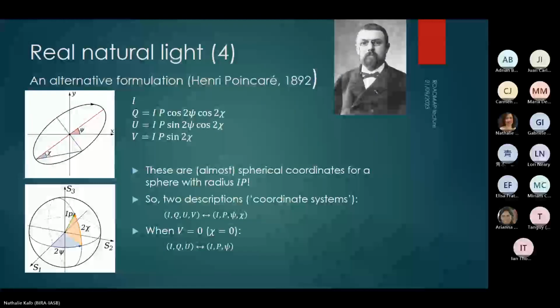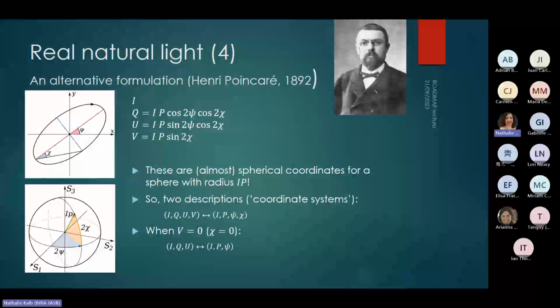Yeah. Then there is Henri Poincaré, who in 1892 published his work on this stuff as well. He had another formulation in terms of the polarization ellipse. You have 2 angles: the orientation angle, since the ellipse is oriented in a certain way, and the ellipticity angle, which determines the shape of the ellipse. If this angle is 0, you have a line. If this angle is 45 degrees, you have a circle.